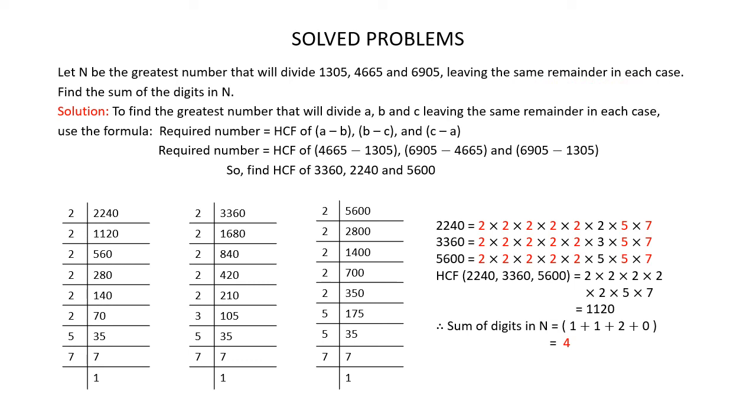So now you are asked to find the sum of the digits of 1120. So 1 plus 1 plus 2 plus 0 is 4. So the sum of digits in the number 1120 is 4.